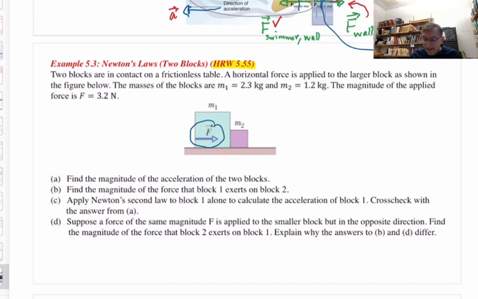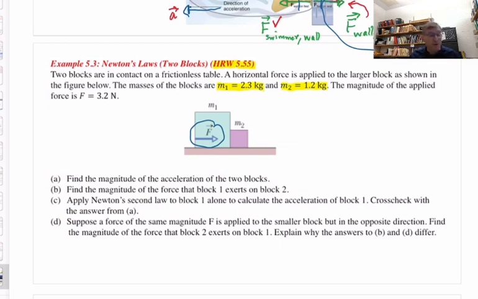Now they're going to tell me the masses of the blocks. Block 1's mass, M1, is 2.3 kilograms, the bigger block. Block 2's mass, M2, is 1.2 kilograms, the smaller block. The magnitude of this applied force, I know its direction is to the right, is 3.2 newtons. So that's what I'm given.